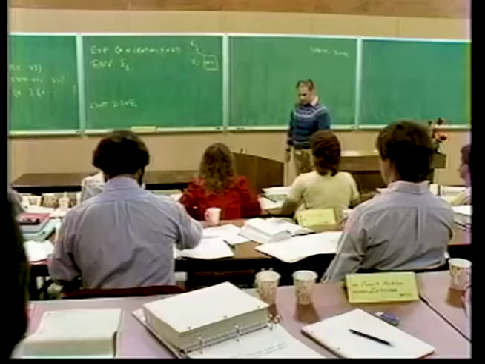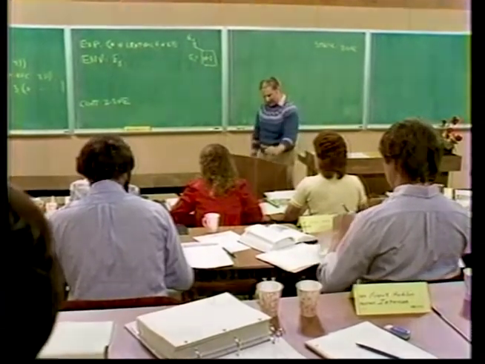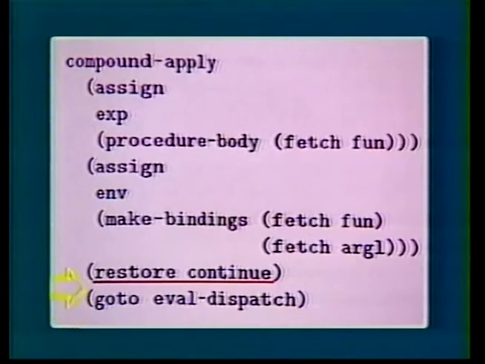Well, let me show you here. Here's the actual thing that's making it tail recursive. Remember, it's the restore of continue. It's saying, when I go off to evaluate the procedure body, I should tell eval to come back to the place where that original evaluation was supposed to come back to. So in some sense, if you want to say, what's the actual line that makes it tail recursive, it's that one.